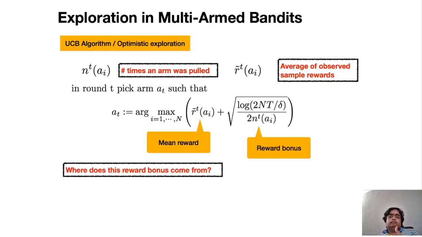So where does this reward bonus come from? Who designed this reward bonus to be of this form, and why is this a good algorithm? That's the next question that we intend to answer.